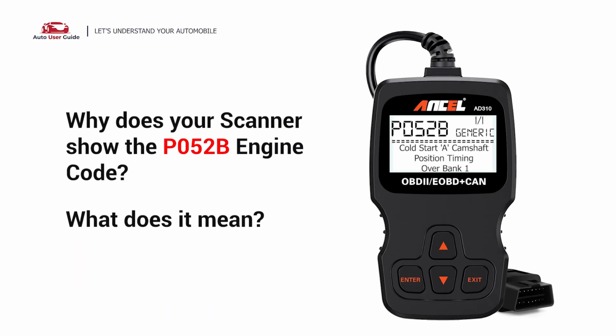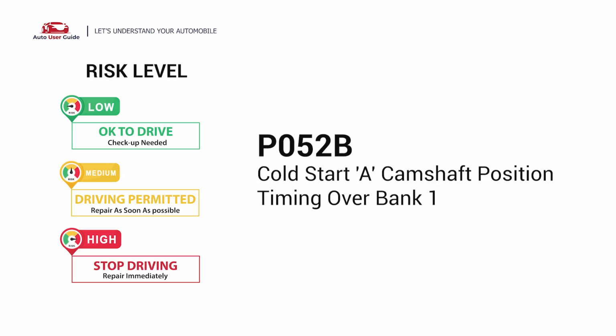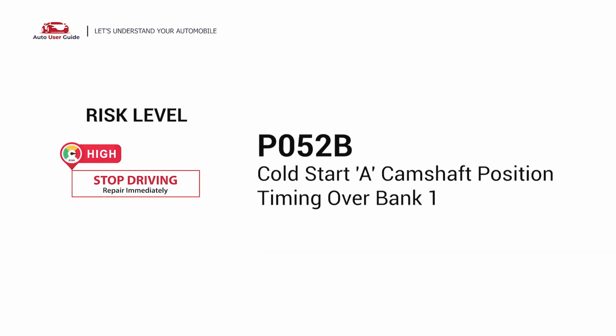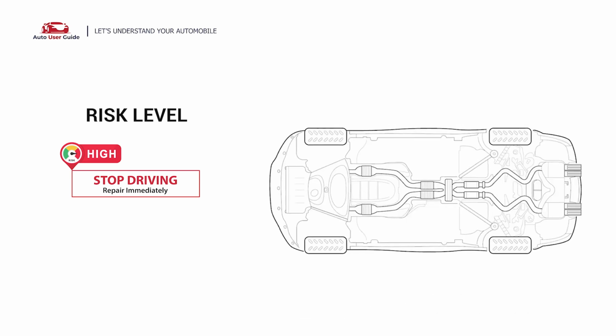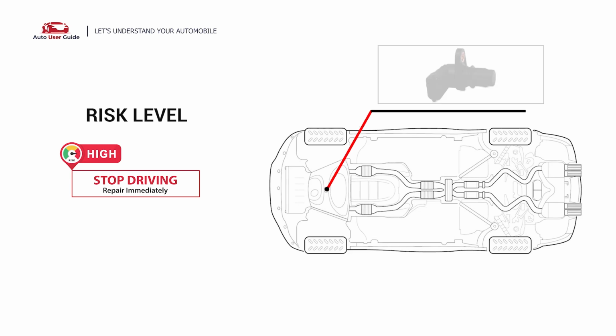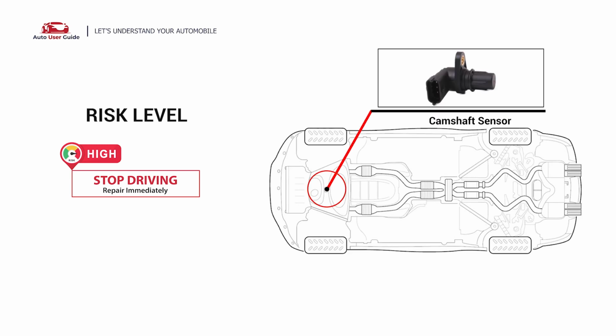Why does your scanner show the P052B engine code? What does it mean? P052B is a diagnostic trouble code for cold start, camshaft position timing over-advanced, bank 1. P052B engine code indicates that the PCM monitored an overly advanced variable valve timing position for camshaft timing on bank 1.